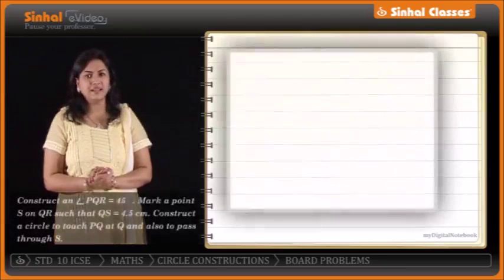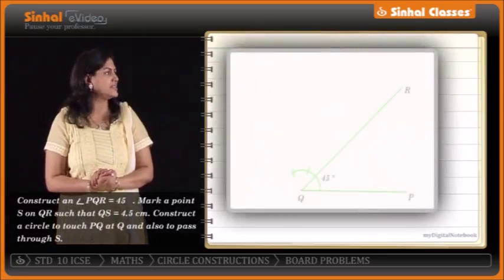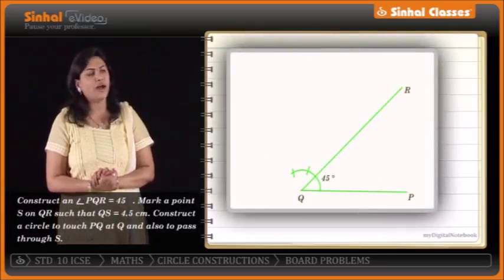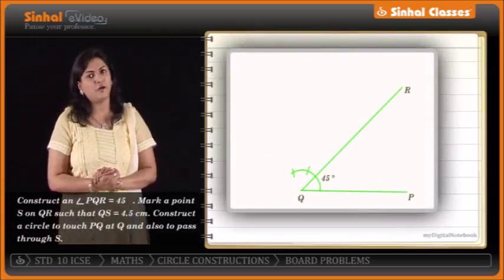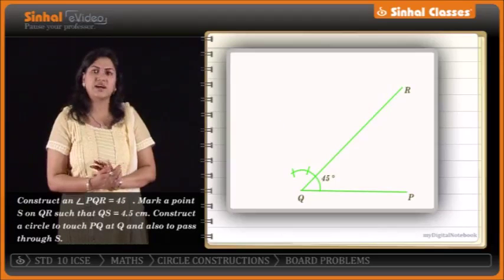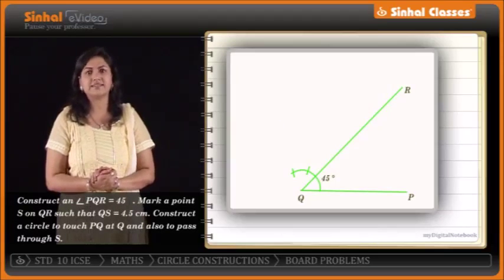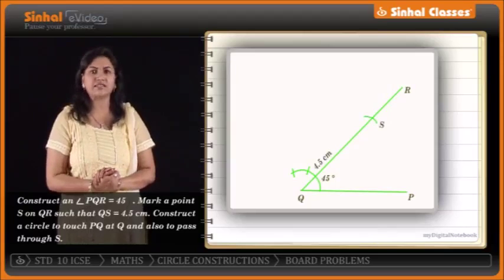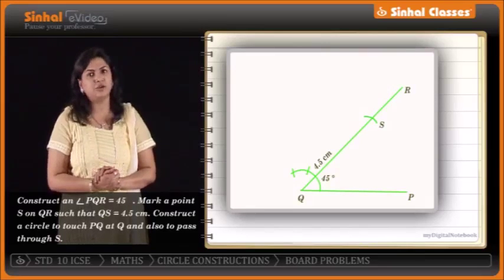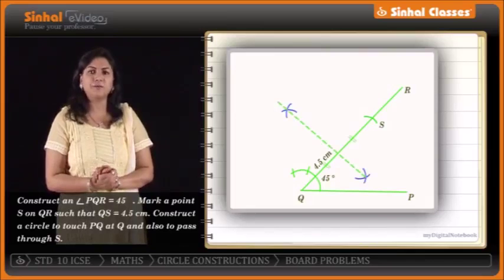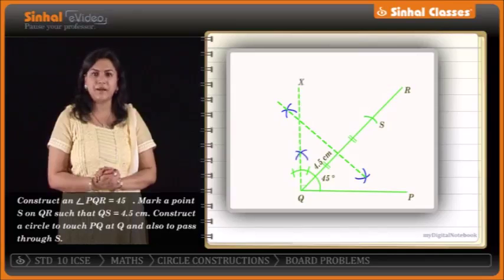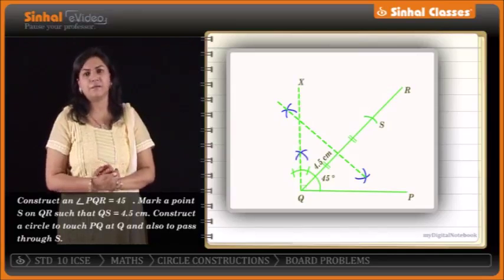Now we draw angle PQR as 45 degrees. Through Q, draw an arc of radius 4.5 centimeter which cuts QR in the point S. That is, we take QS as 4.5 centimeter. Draw the perpendicular bisector of the line segment QS. Also, draw the perpendicular of PQ at Q. Let the perpendicular bisector and the perpendicular meet at the point O.